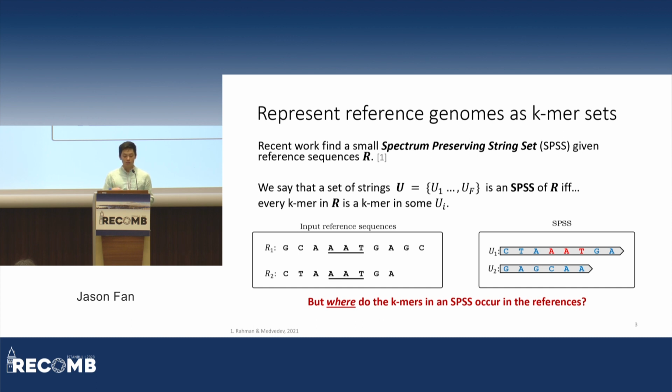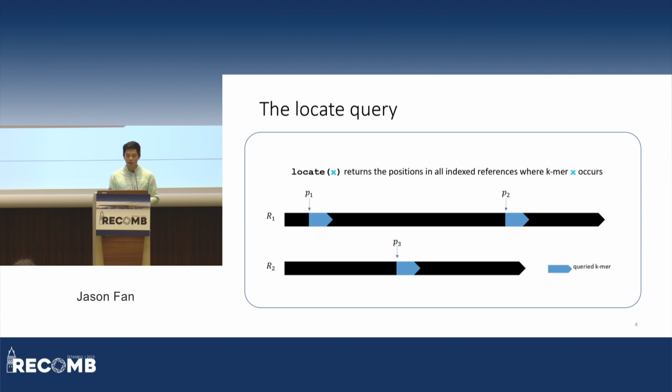The SPSS tells us which k-mers are in the set of references, but it doesn't tell us where the k-mers are. For those of us who care about the locate query, say for read mapping or alignment, we would like to return all the positions where a k-mer X, here in blue, occurs on a set of references. For example, if I query this blue k-mer, I care that I return the positions P1, P2, and P3 in the respective references.